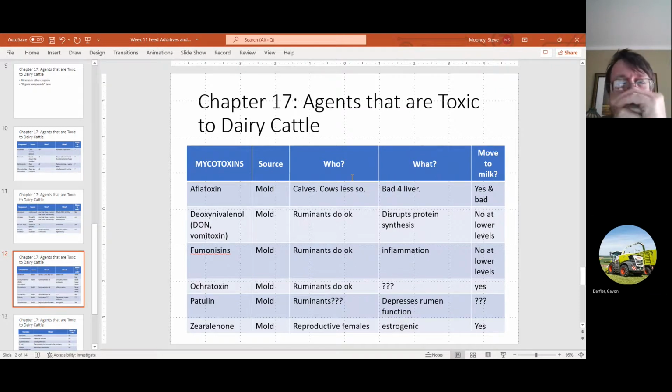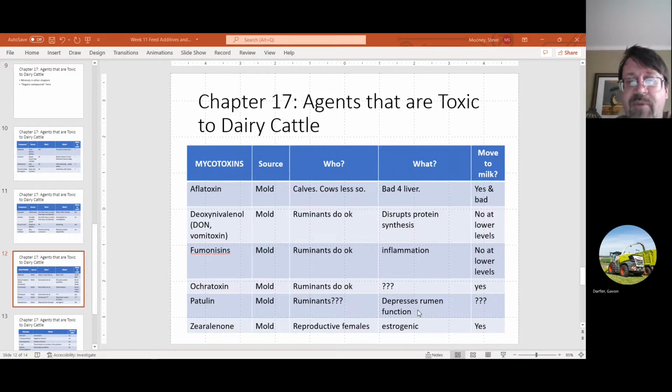Aflatoxin moving through the milk to humans is very bad. Some of these other ones don't appear to move at lower levels. Some of the other ones move when you've got higher levels. You've got that zearalenone that mimics estrogen, and that's going to mess up your reproductive females. It'll probably mess up your males as well, but our immediate concern is the reproductive females.